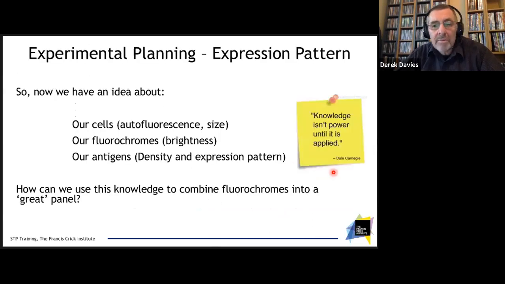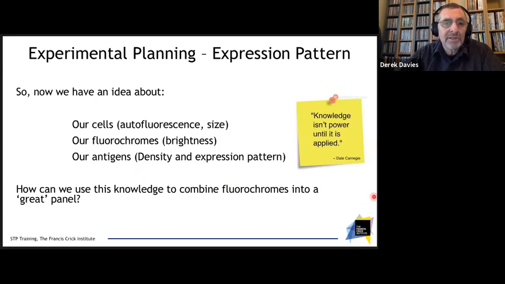So I said I've tried to give you a bit of an overview here of panel design. I do want to give you one practical example, a sort of thought experiment in a second, because now hopefully we've got an idea about our cells. We know where their autofluorescence is. We may know something about their size. Remember, size also influences autofluorescence. We know something about the fluorochromes we can use. And remember, not all cytometers can measure all fluorochromes that are out there, so we need to know which ones we can measure on our own cytometer. And we now know something about our antigens, both the antigen density and the expression pattern. Knowing all of those things helps us to hopefully combine into a great, or at least a good, panel.